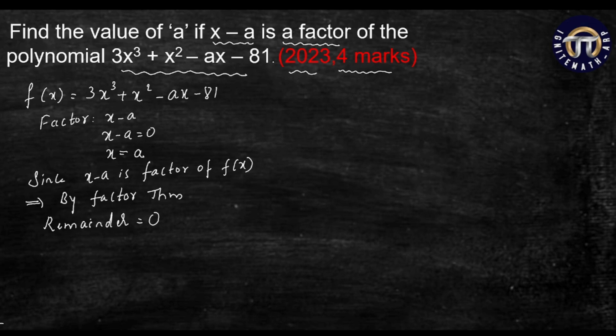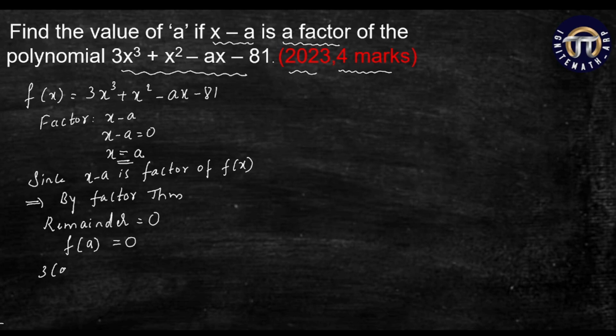So how do I find out the remainder? I use the remainder theorem. If I find f of a, that is going to be the remainder. Since it is a factor, the remainder is going to be 0. Wherever x is there, I am going to replace that x by a.